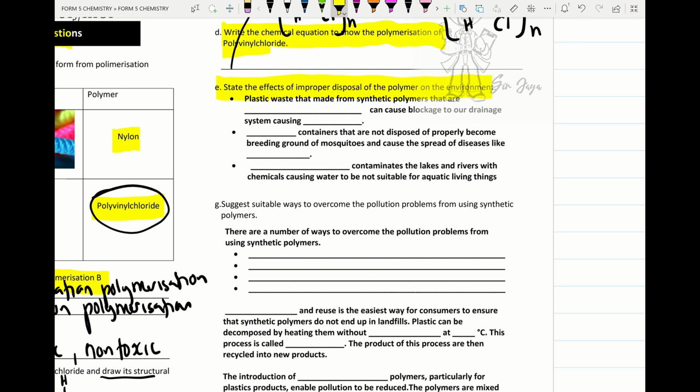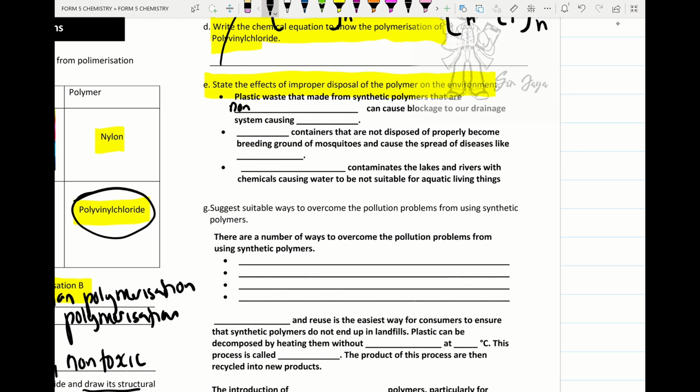State the effects of improper disposal of synthetic polymer waste on the environment. So we try to check the point number 1, the plastic waste that made up of synthetic polymer that are non-biodegradable can cause blockage to our drainage system and this can cause flash flood. All right, so next point, the plastic container that are not disposed properly become breeding ground for mosquito and can cause the spread of diseases like dengue. All right, so the point number 3, the plastic waste contaminate the lake and river with chemicals causing the water is not suitable for aquatic living thing, and this also can cause marine pollution.